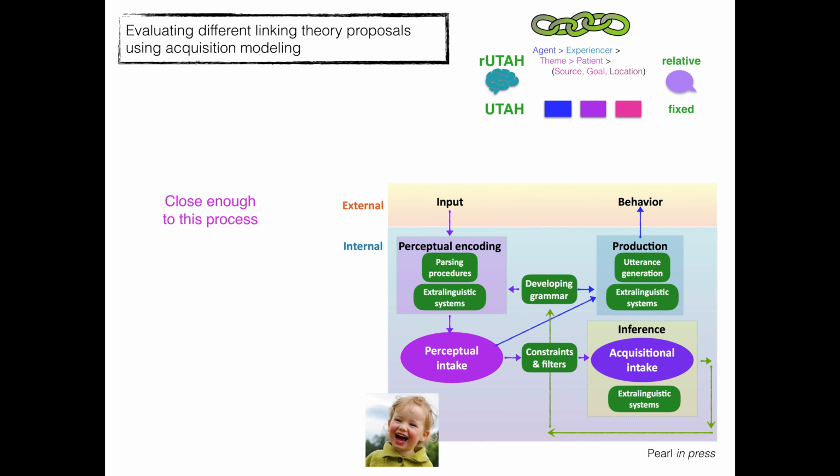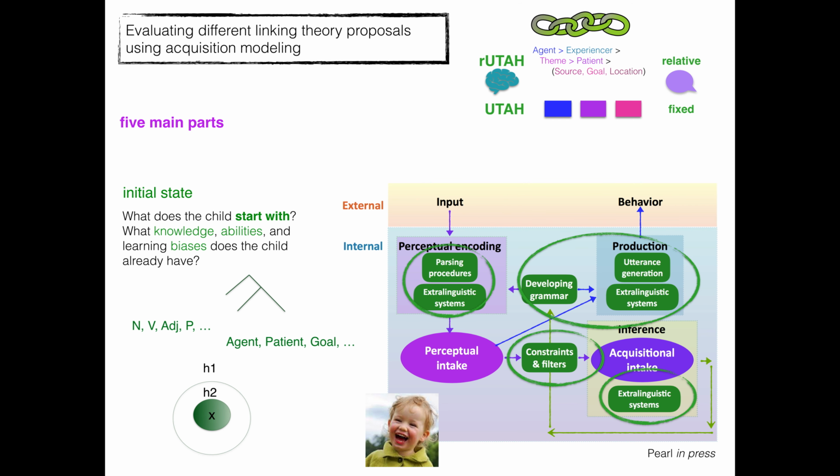What I want to suggest is that it's going to be close enough to the process over here, which seems to have a lot going on. This is the process of acquisition involving both external information that we can observe and internal stuff happening inside the kid. The main thing I want you to take away from this right now is that it has a lot going on, and it can be helpful when acquisition modeling to think about 5 main parts that correspond to these different pieces. So the first part is the initial state.